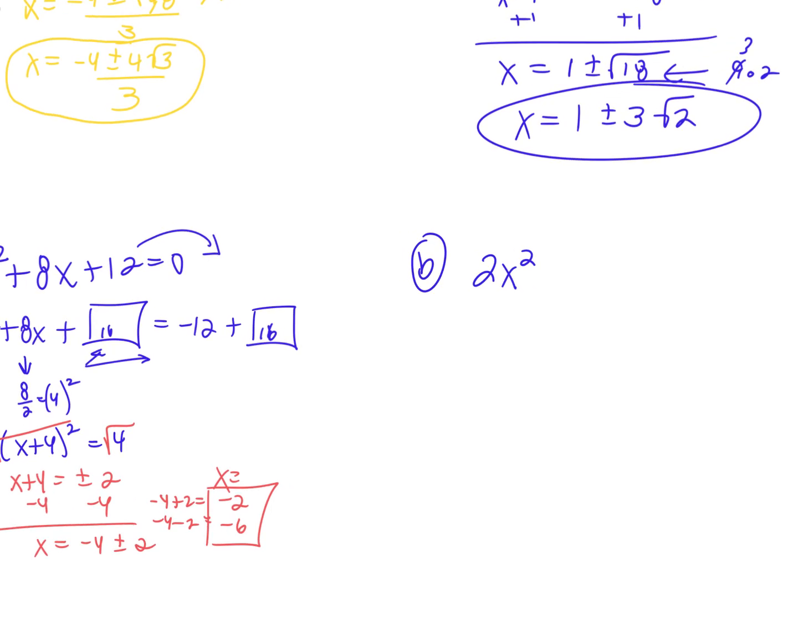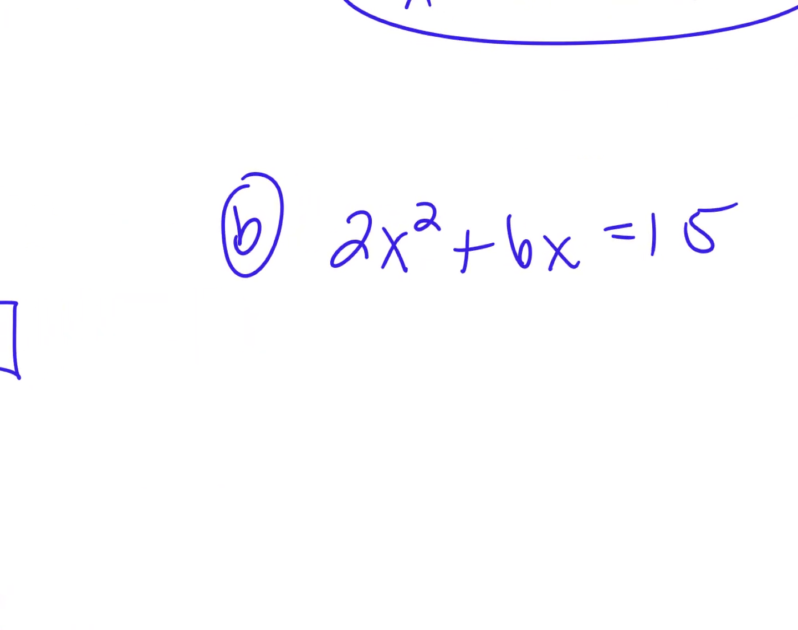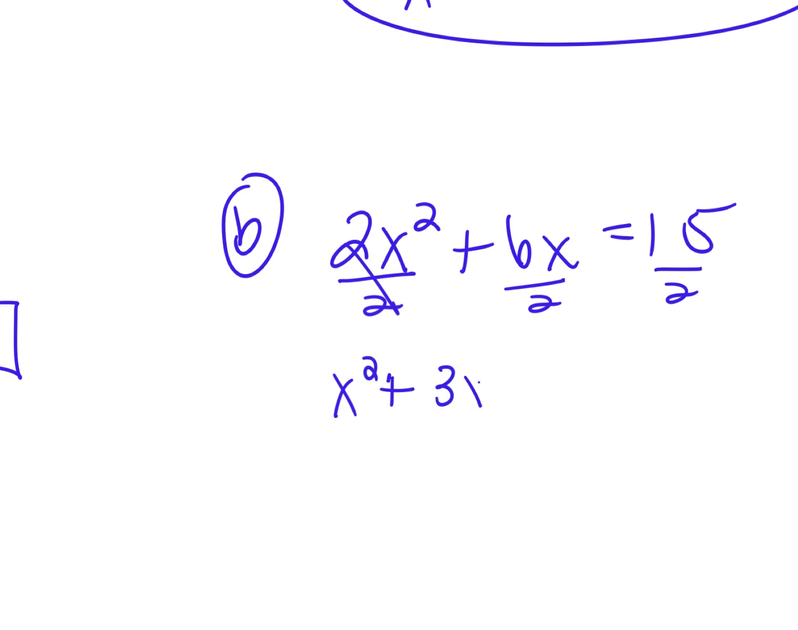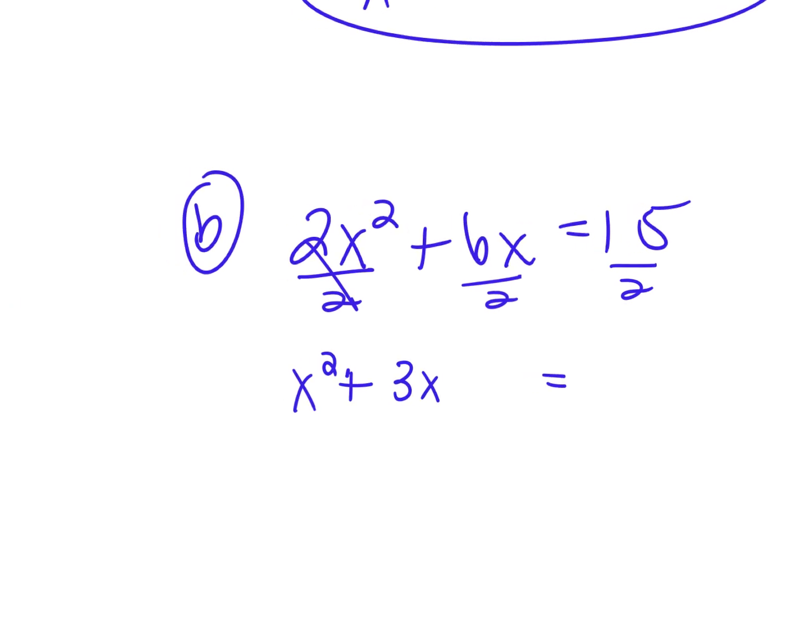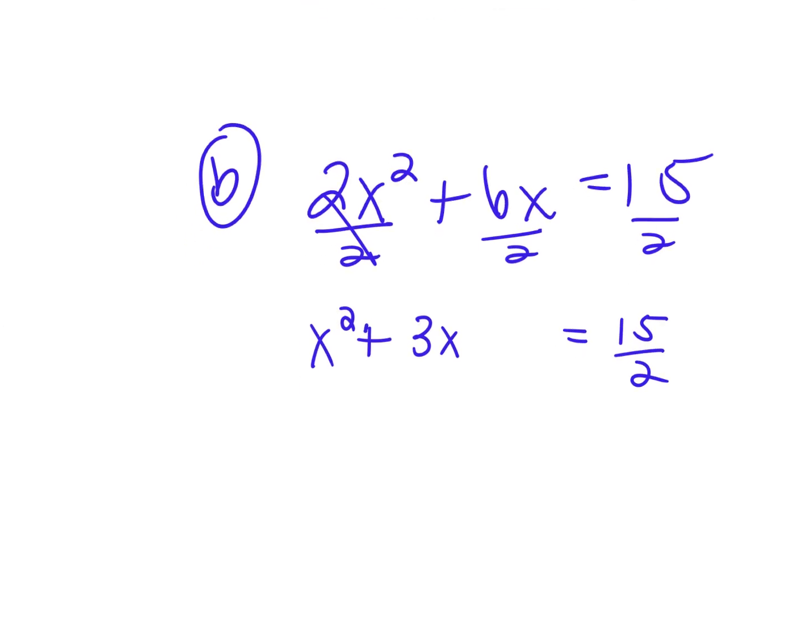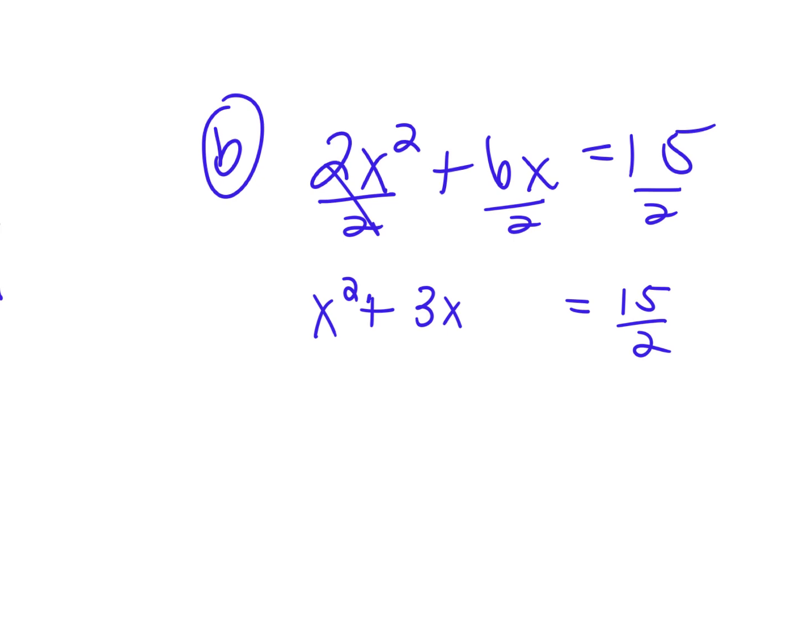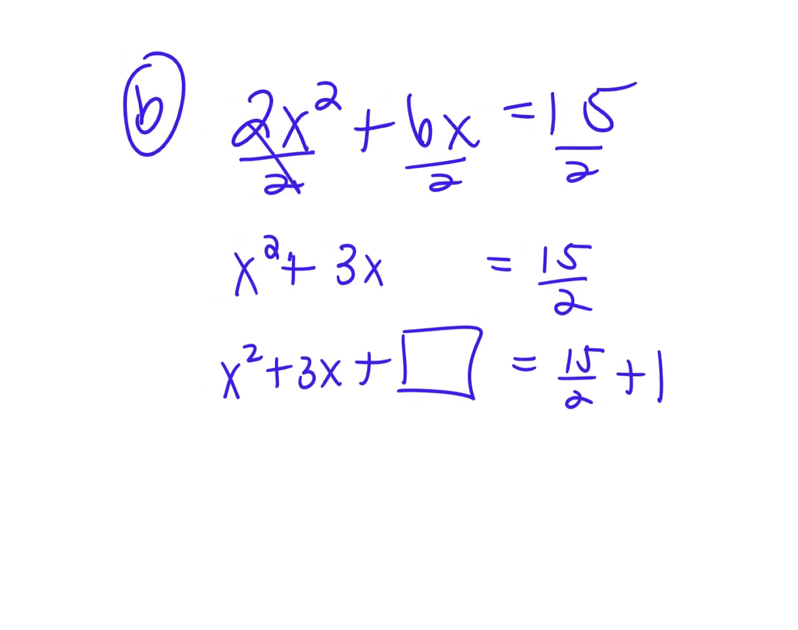2x squared plus 6x equals 15. Well, first thing we see is, wait a second, my A term is not 1. So how do I do that? I'm going to divide everything by the A term. So I have x squared plus 3x equals 15 over 2, which is fine. That's totally fine. We've already moved the constant over, so no big deal. Let's go ahead and complete the square. So I have x squared plus 3x plus my box equals 15 over 2 plus the box.